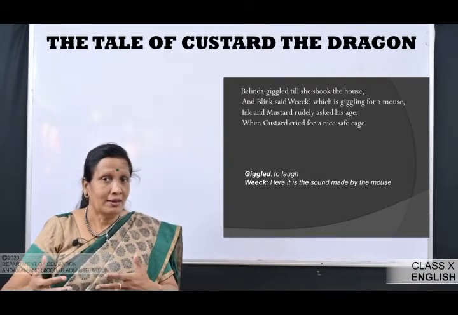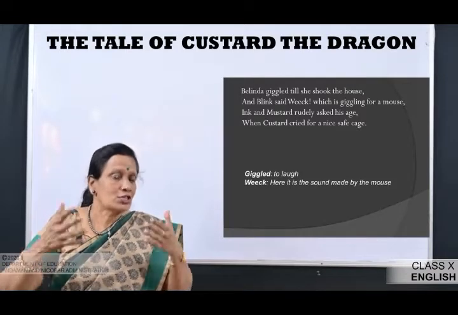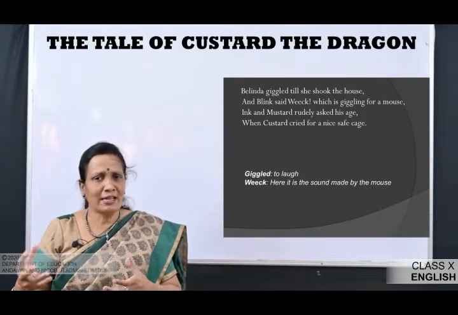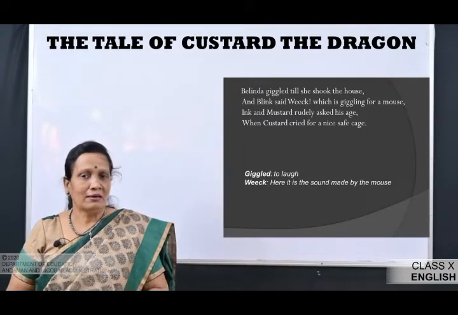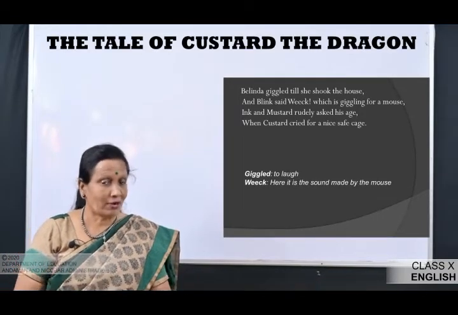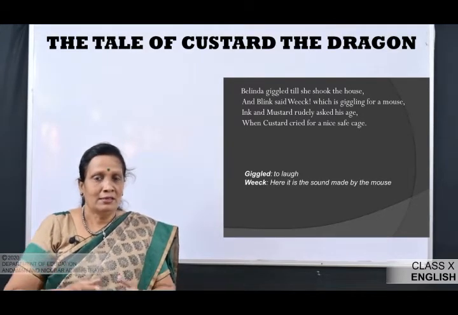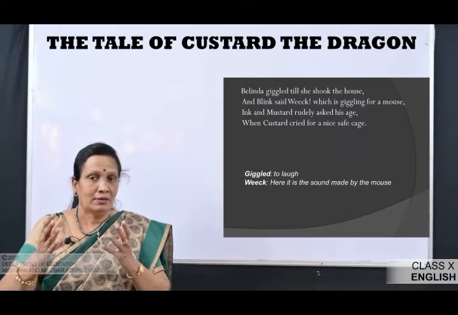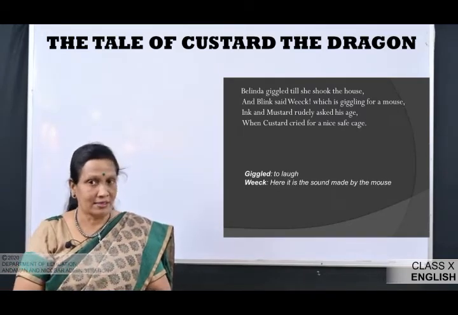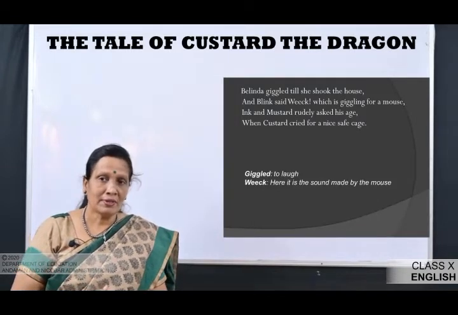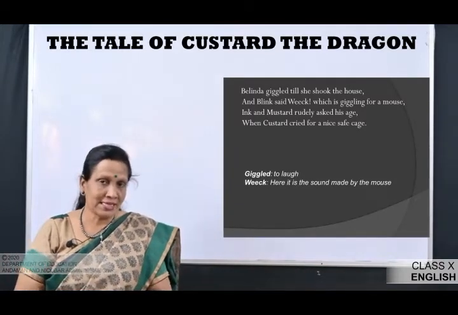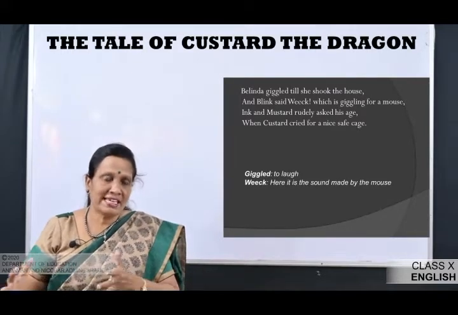So Belinda laughed, she laughed so loudly that she shook her house. And Blink also cried weak, which is giggling for a mouse. So Ink and Mustard also rudely asked about his age. But Custard cried for a nice, safe cage. So in this particular stanza, children, Ink, Blink and Mustard and even Belinda, they are again making fun of Custard by asking his age, laughing at him, giggling at him, making funny sounds. But Custard did not bother about all these things, and he loved, as usual, to be safe inside a cage.